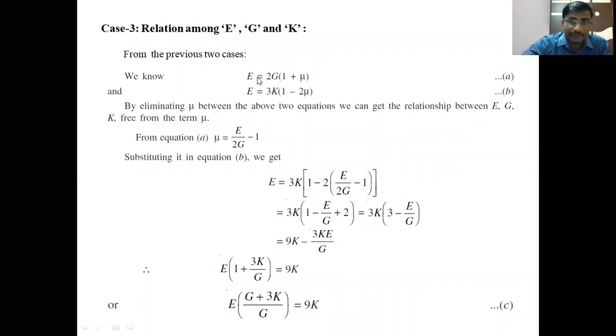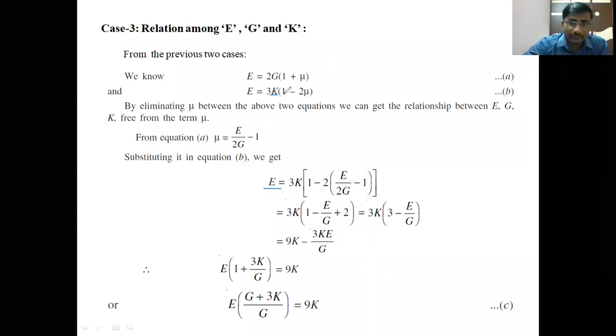If we eliminate the mu from these two equations, then we can get the relation among three elastic constants. This is the equation A, and this is equation B. From equation A, we can write mu equal to E by 2G minus 1. So by substituting this mu value into equation B, E is equal to 3k as it is.